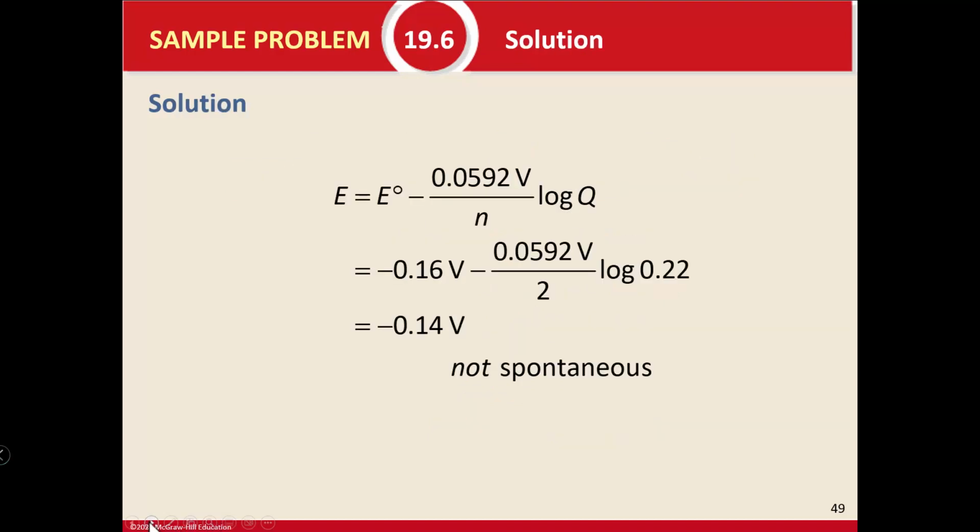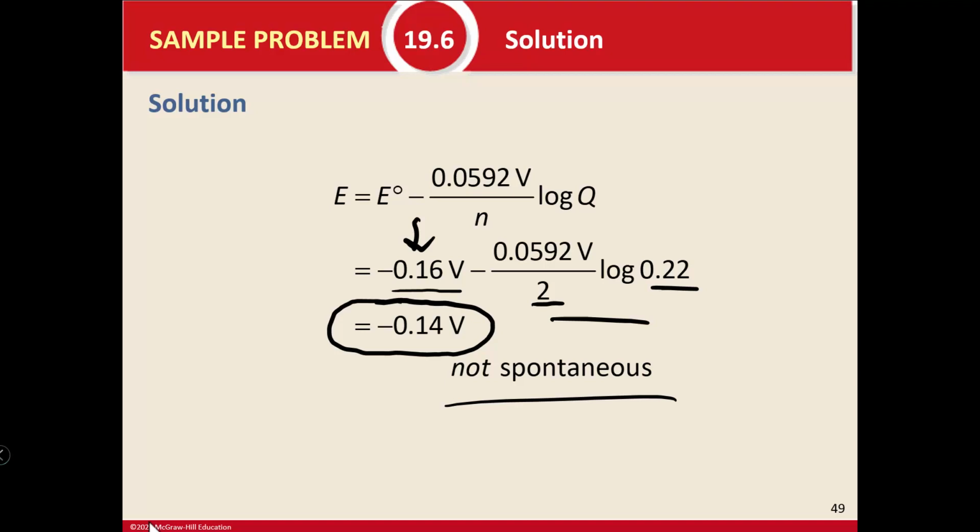All right, so let's plug it all in here. We calculated the standard cell potential from the table. We know that 2 electrons are what's being exchanged here. And the Q is 0.22, and we take the log of it. And we come out with the value of negative 0.14 volts. So this didn't help enough to overcome this negative value here. And the reaction is not spontaneous. So, even though it's a galvanic cell, not spontaneous, not working for us. All right? Not a good cell, right?